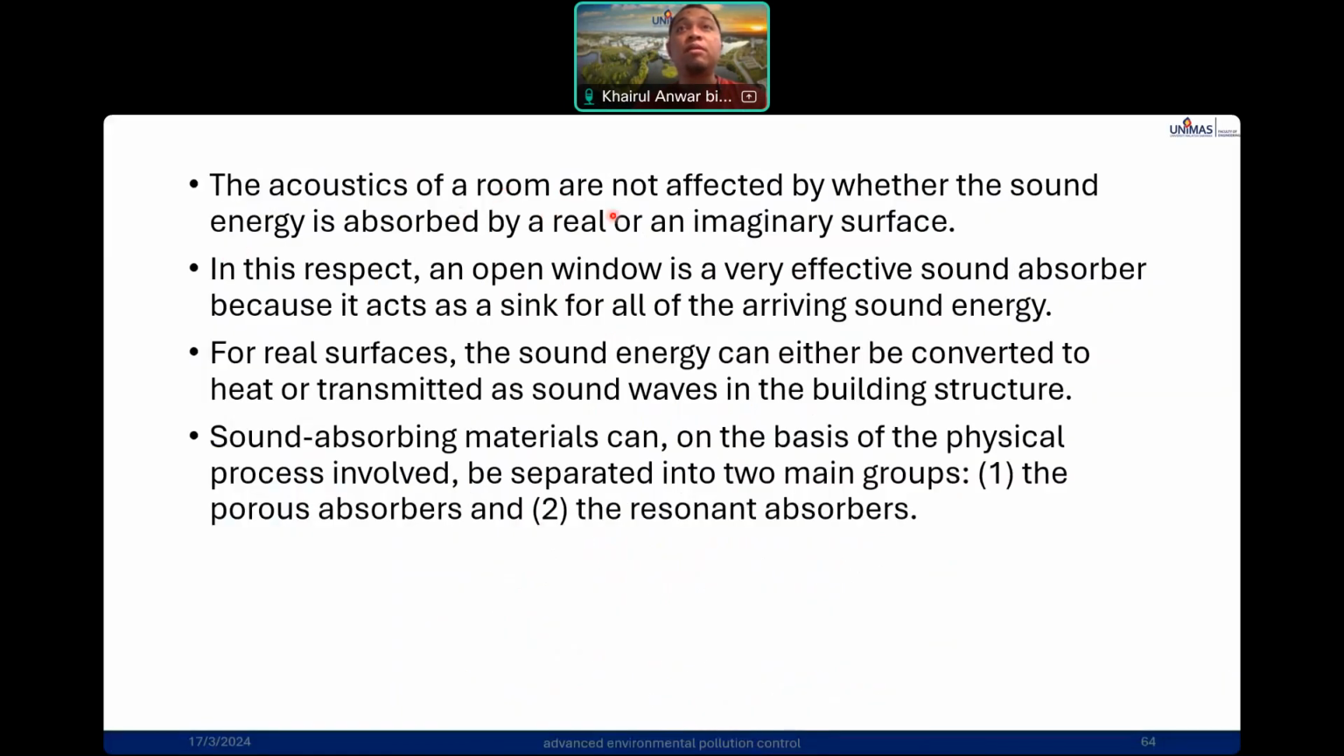The acoustics of a room are affected by whether the sound is absorbed by a real surface. In this respect, an open window is a very effective sound absorber because it acts as a sink for all of the arriving sound energy. For a real surface, the sound energy can either be converted to heat or transmitted as sound wave in the building structure. So sound absorbing materials can, on the basis of the physical process involved, be separated into two main groups: the porous absorber and the resonant absorber.